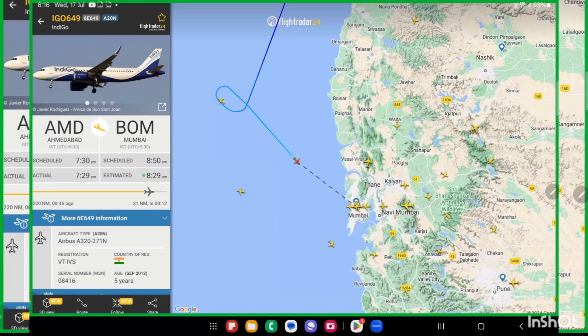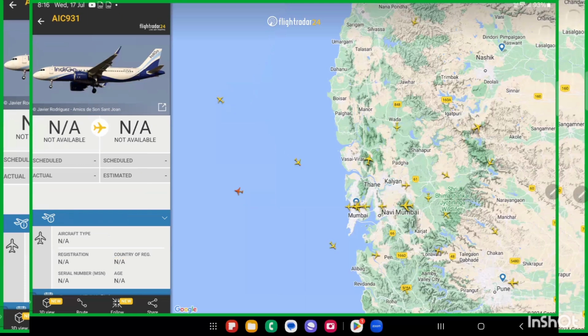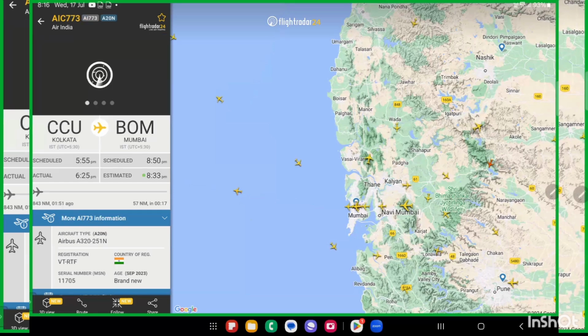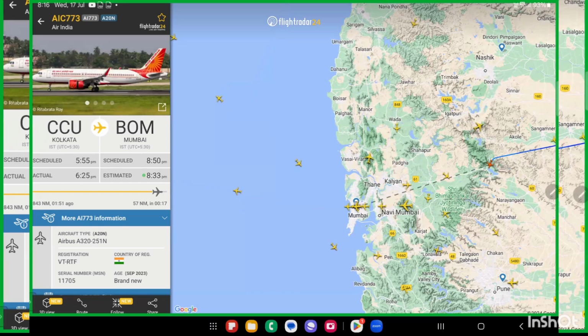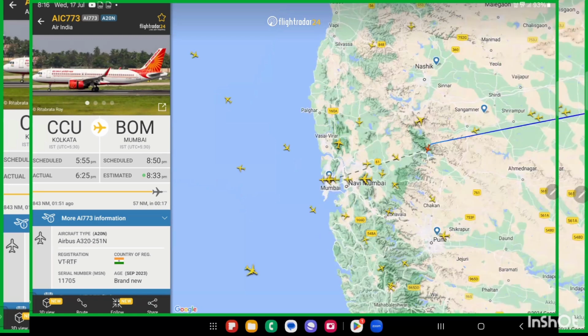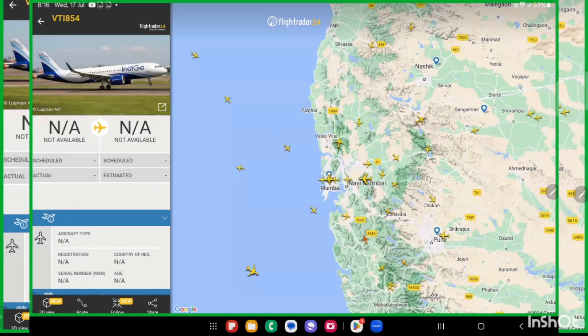Now let's take an example of, not this one. I want to show you some aircraft which is going en route. Today all aircraft are coming into Mumbai.